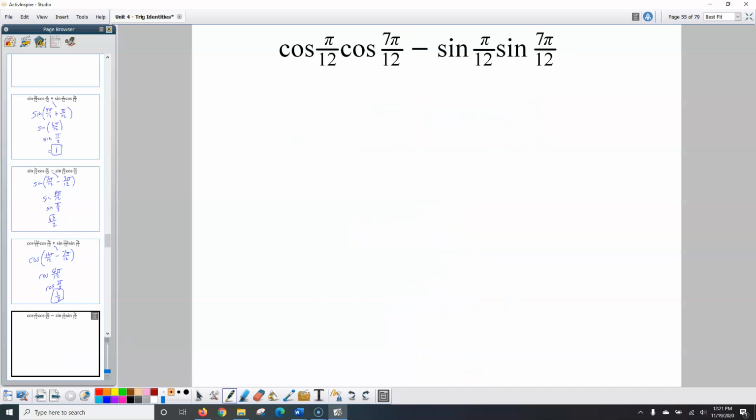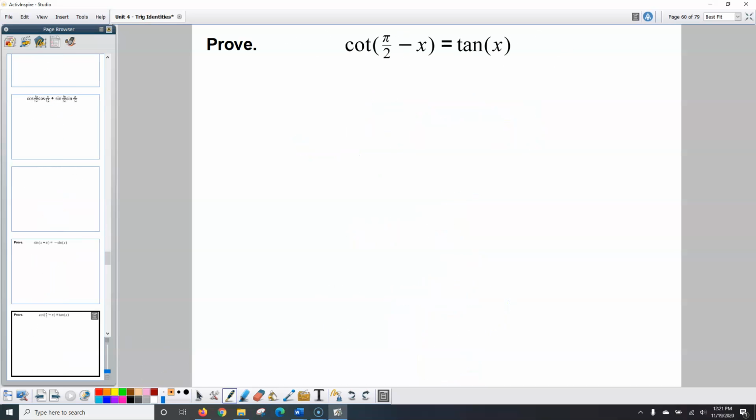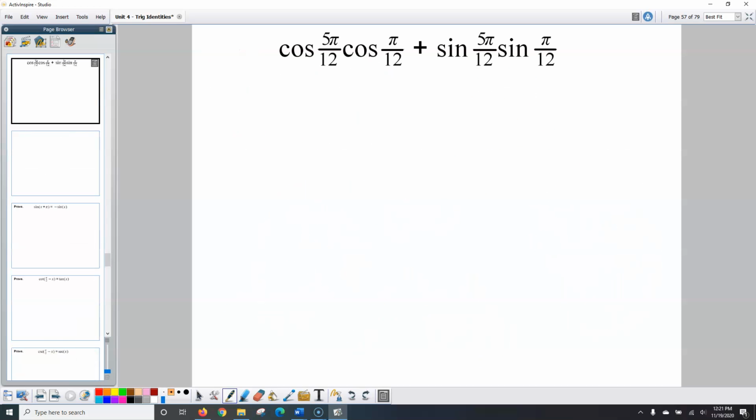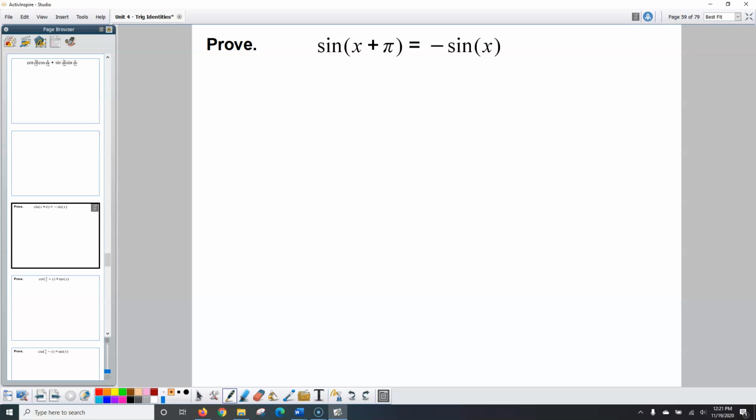All right. Last style here. We got some proofs. So let's look at this one. Sine of x plus pi equals negative sine of x. So we've got to prove this thing. We're going to take that stuff on the left side. It's an addition, a sum identity. And we're just going to take the rules and apply it. And hopefully it ends up with negative sine of x.